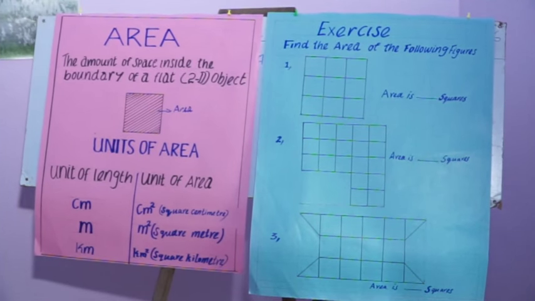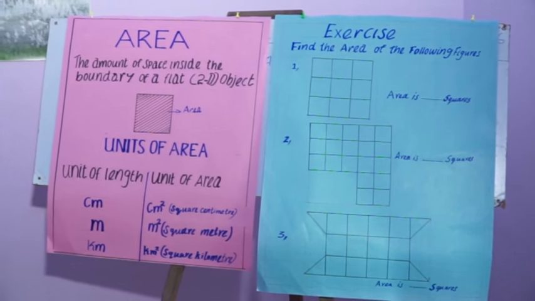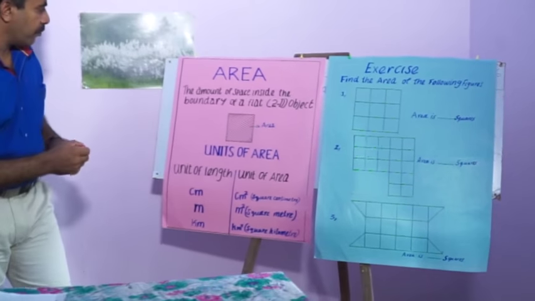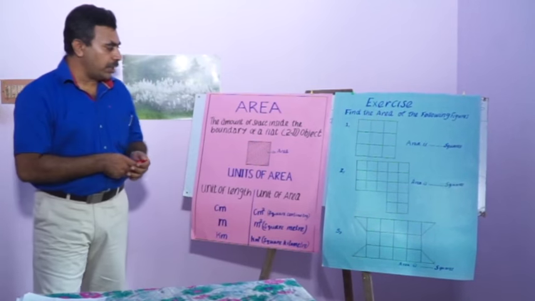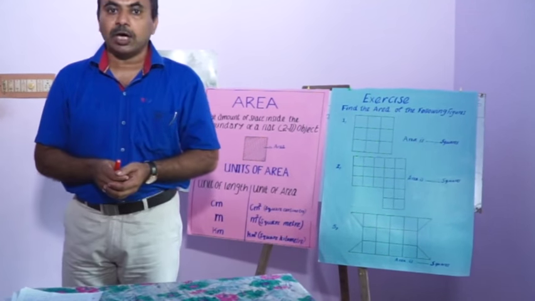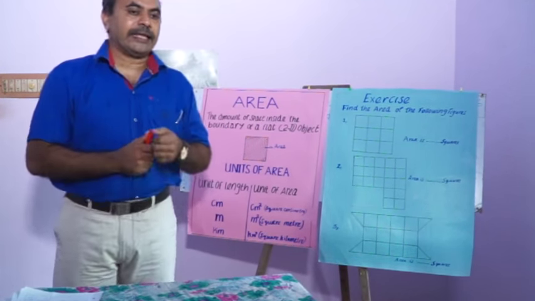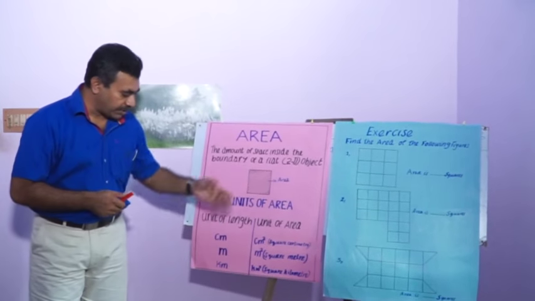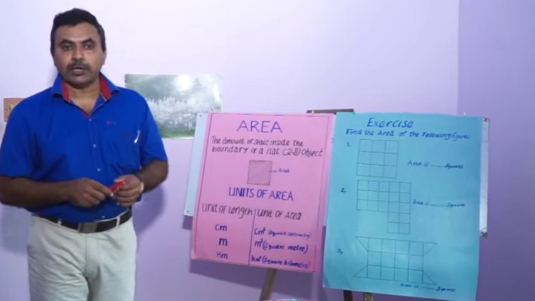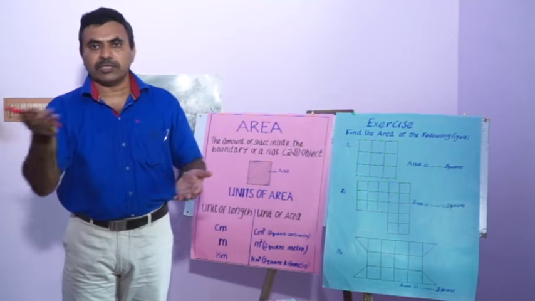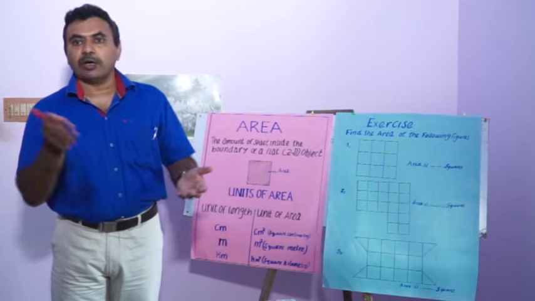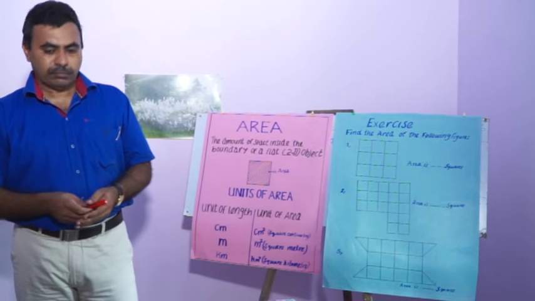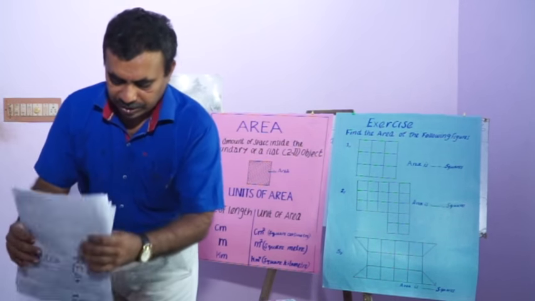So before ending the class, I will just tell you the main points once again. Area, the amount of space inside the boundary of a flat object, is called area. And area we always express in square units. If it is in centimeter, centimeter square; meter, meter square. If it is kilometer, kilometer square. It's like that. So then I will give you some assignment for tomorrow.